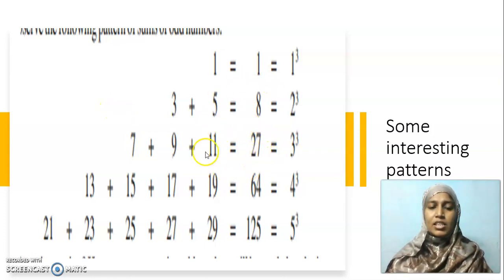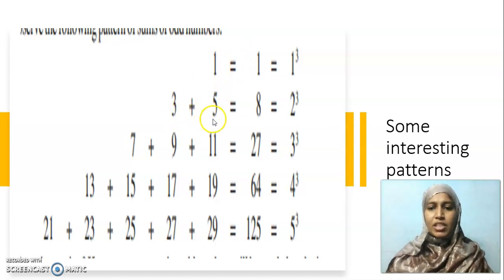And it is written as a sum of 7, 9 and 11. Next 13, 15, 17, 19. Then 21, 23, 25, 27, 29. Are you able to see the pattern here? What pattern does it follow? All these are odd numbers starting from 1.